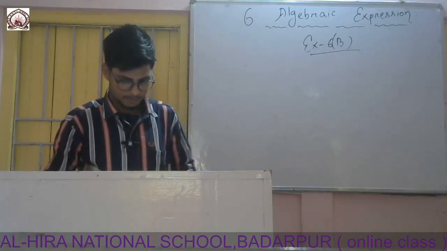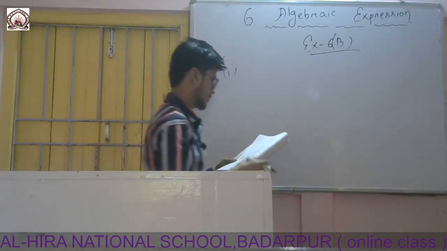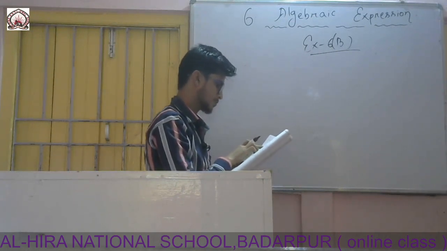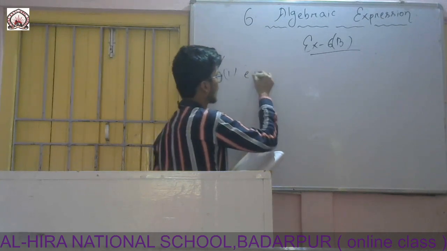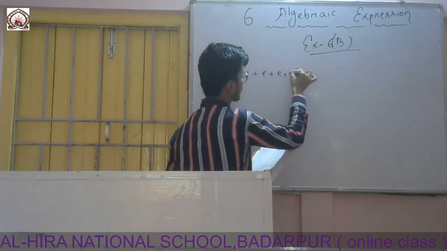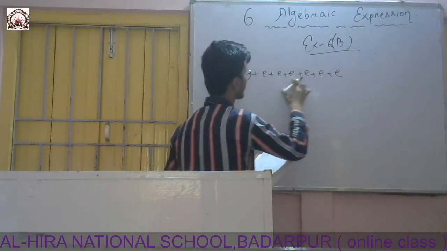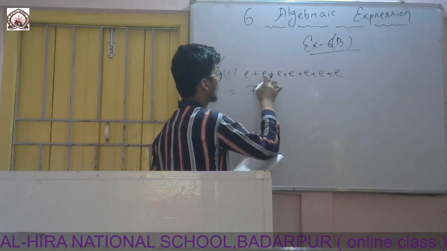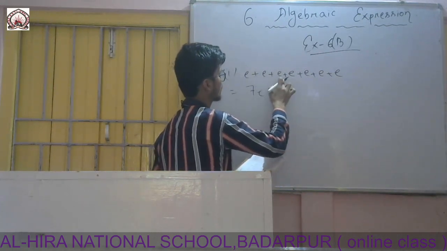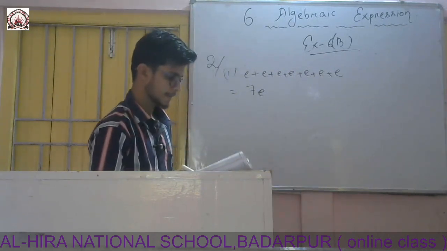So simplify. Question number 2, Roman 1. How many E are given? 1, 2, 3, 4, 5, 6, 7. So there are 7 E. If I add 7 E, E plus E will be 2E, 2E plus E will be 3E. So if I continue like this, it will be 7E.